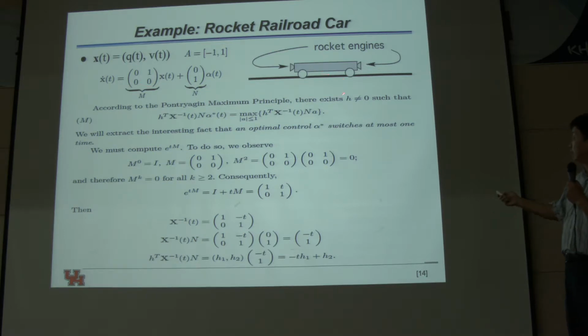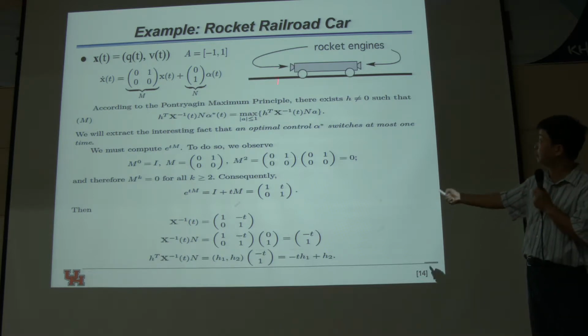I have a rocket, a rocket on a road car. This is the rocket. The location and speed are my state, and this is the control. I have a rocket engine shooting this way or that way. My action can be -1, shooting this way, or 1, shooting the other way.